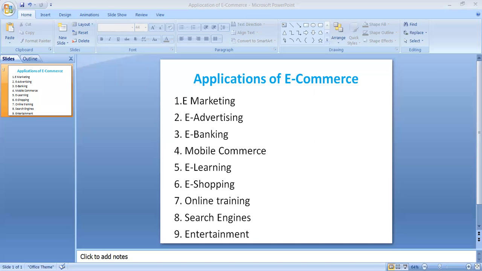Now, in total there are 9 areas I am focusing on today. Six I have completed. I'll move on to the seventh one: search engines. For commerce students, it's a new term.